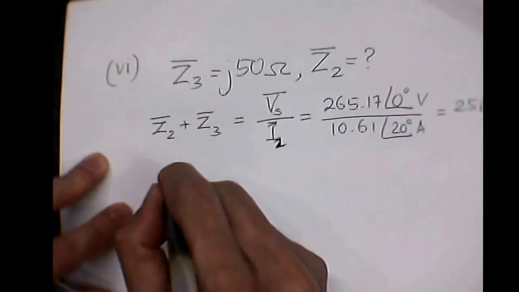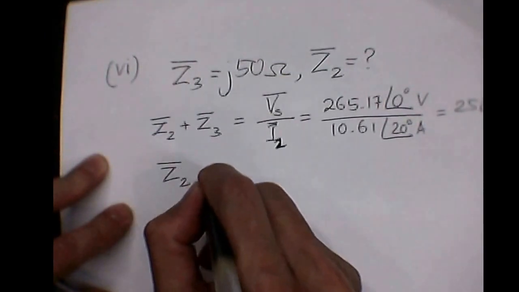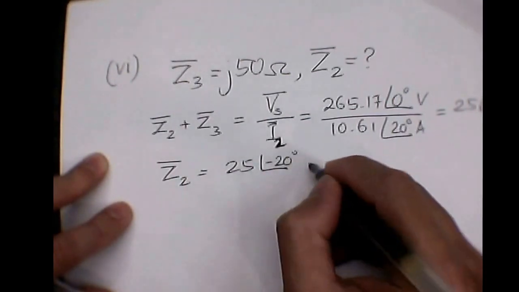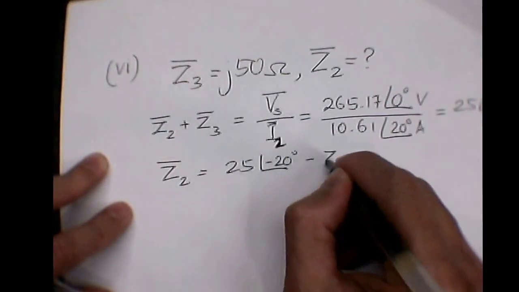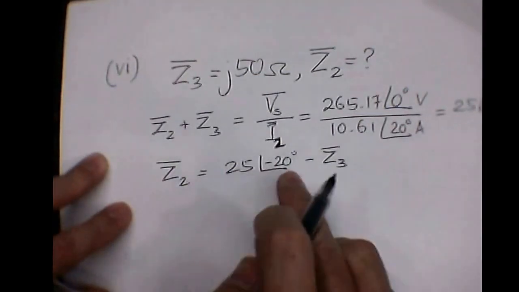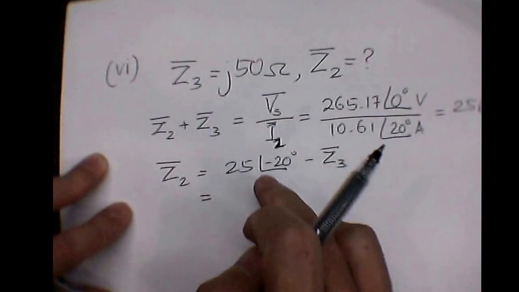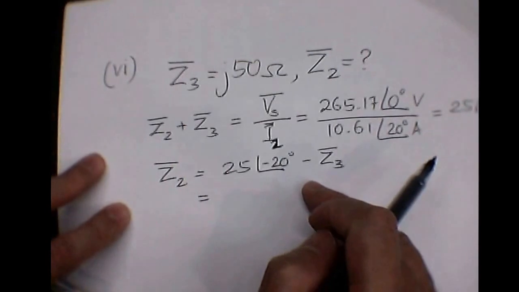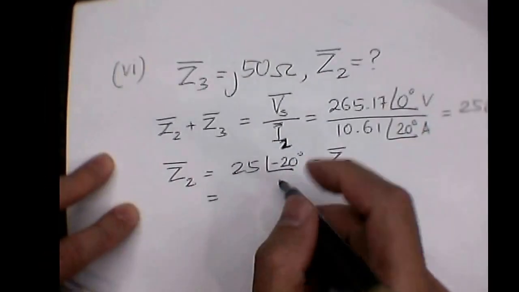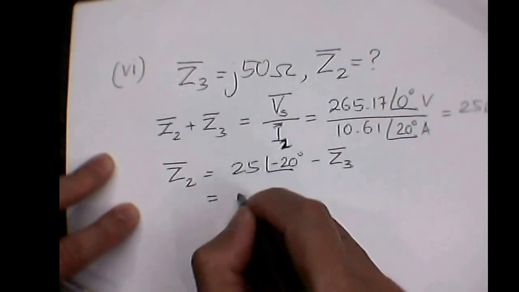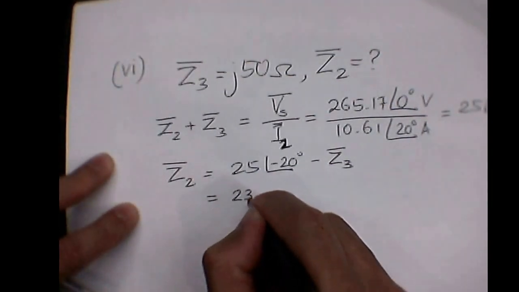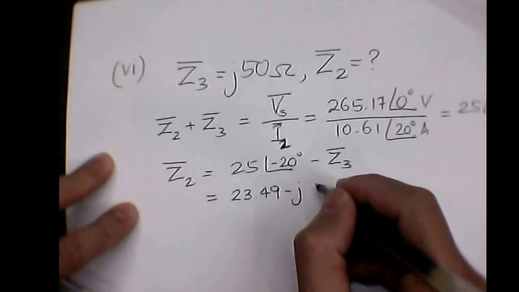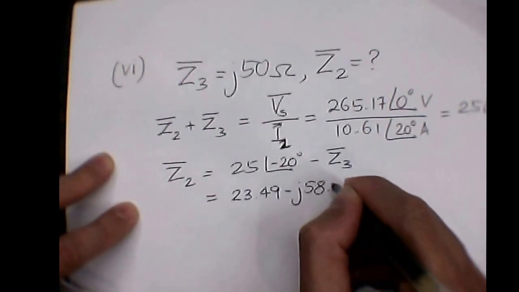From this equation, I can then deduce that Z2 must be equal to 25 at the angle of minus 20 degrees minus Z3. Now, since this is a subtraction, it is easier for me to convert this to the rectangular format and do the mathematics that way, right? So 25 at the angle of minus 20 can be transformed into 23.49 minus J 8.55.